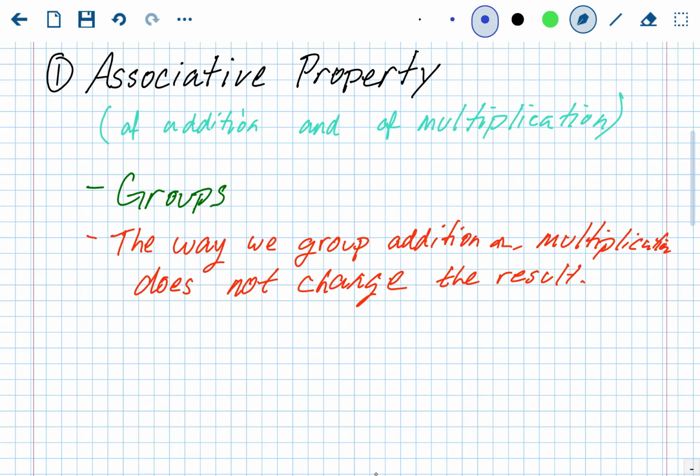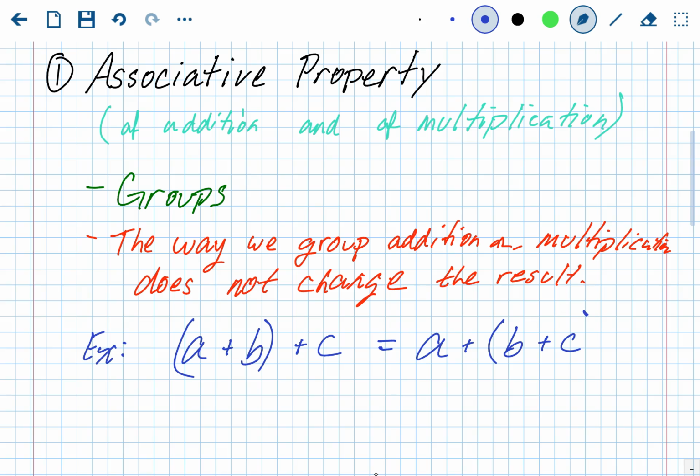Alright, so for example, if you have A plus B in parentheses plus C, the result of that, whatever A, B, and C are, the result of that's going to be the same if you would have grouped B plus C together instead. Okay, that's what we mean by groups. We mean, whatever you have in parentheses. Okay, the quantity of these two first, the first order of operations.